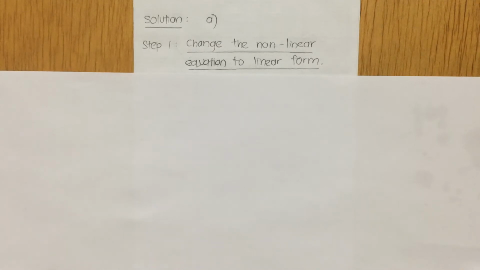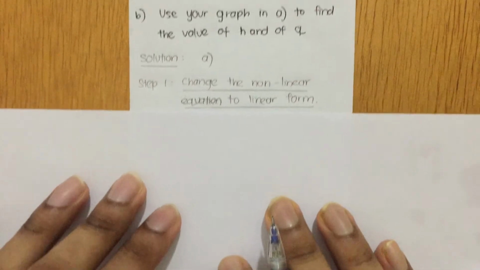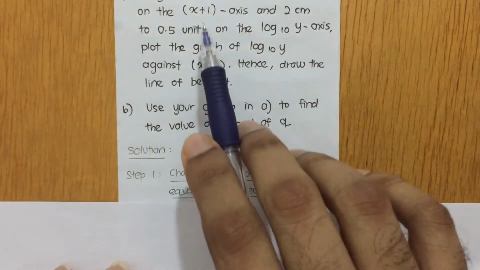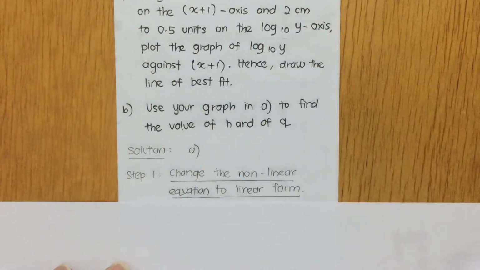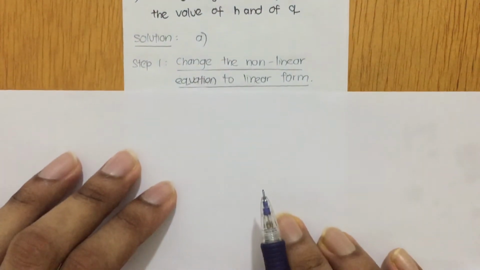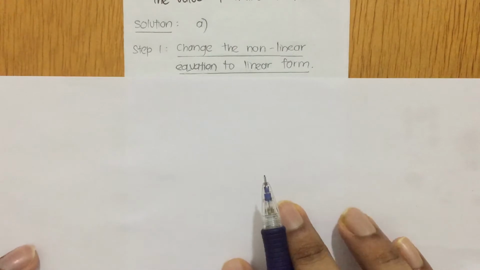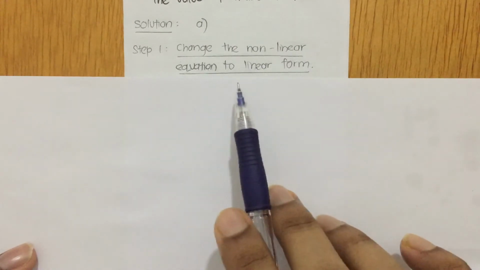Okay, in the question they gave us the non-linear equation y equals hq to the power of x plus 1. So we need to come up with the axis of x plus 1 and then the log 10 y axis. So we need to fulfill these two respective forms. So how are we going to do that? Okay, let me show you the working now by changing the non-linear equation to linear form.